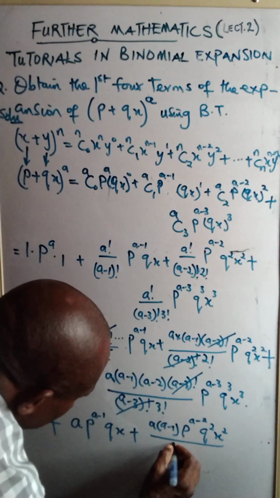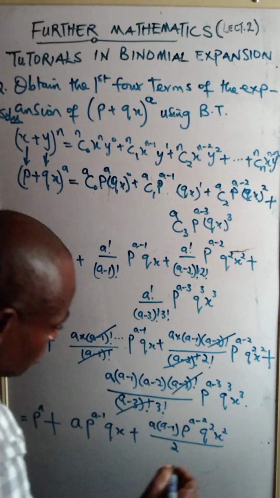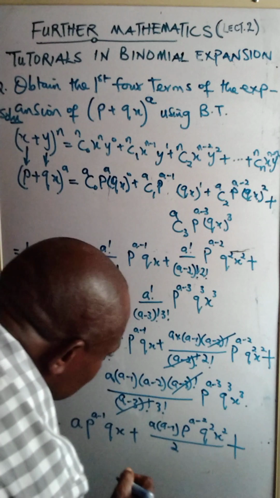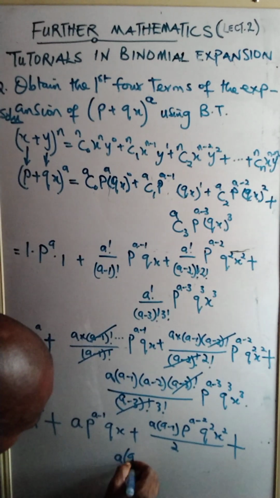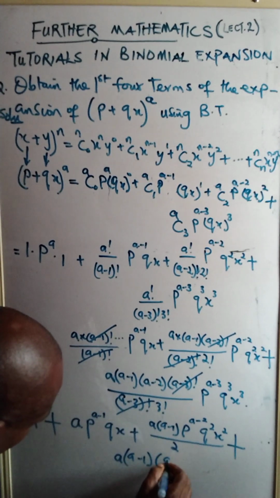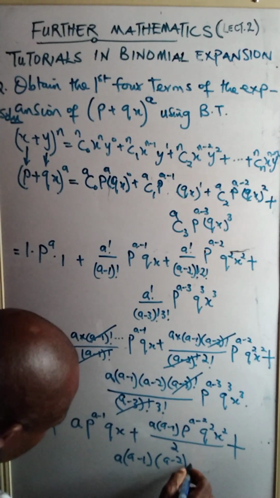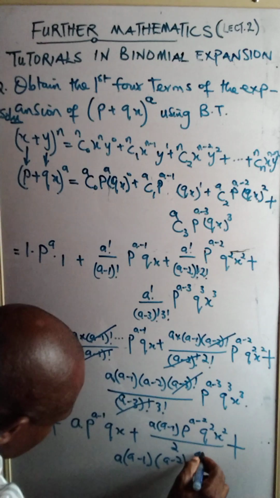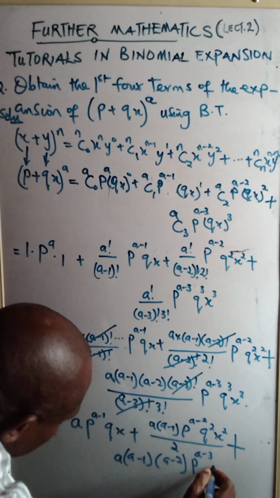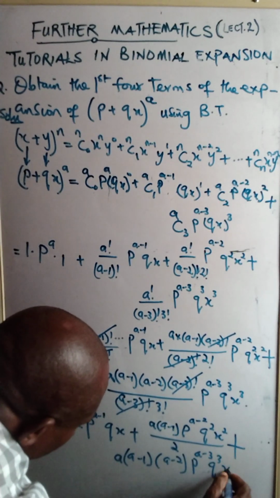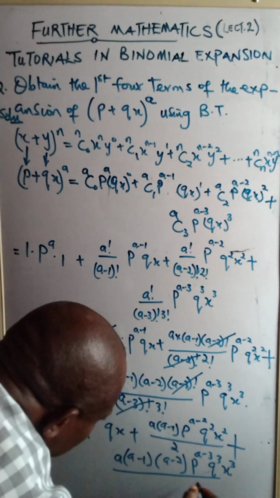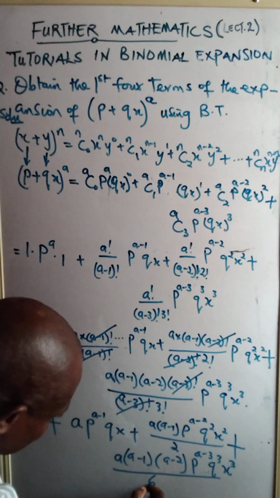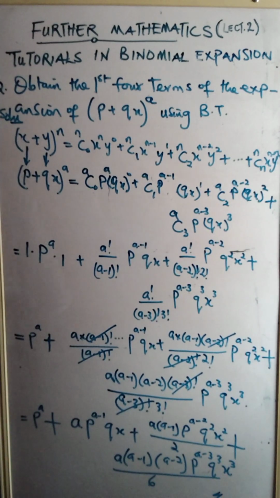what is down there, 2 factorial means 2, and then the last term, which is the fourth one they asked us, we have a into a minus 1, then we have a minus 2, close the bracket, you have p raised to power a minus 3, q raised to power 3, we have x cubed, and then everything divided by 3 factorial, which is 6, and that produces the last result for that.